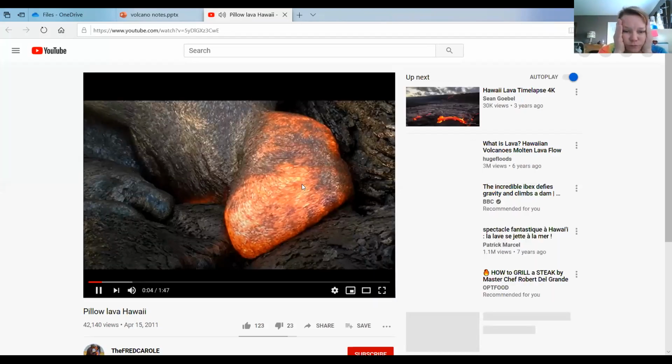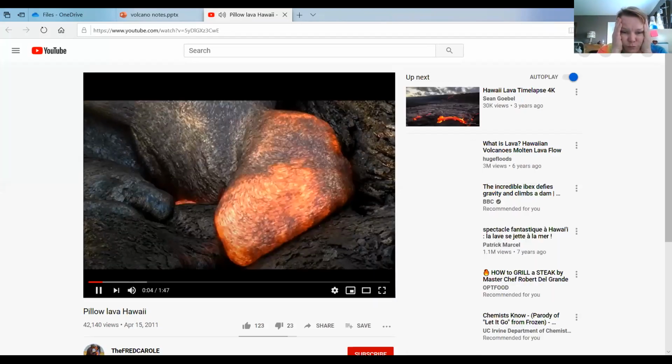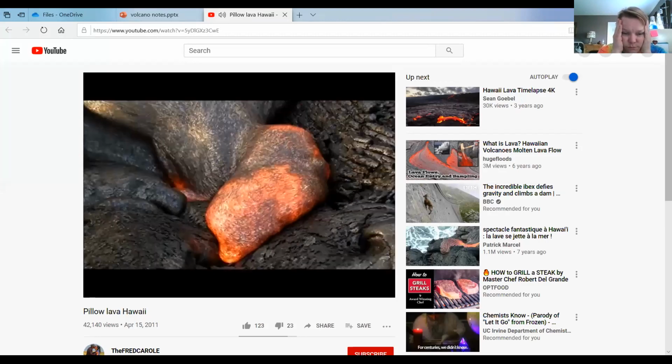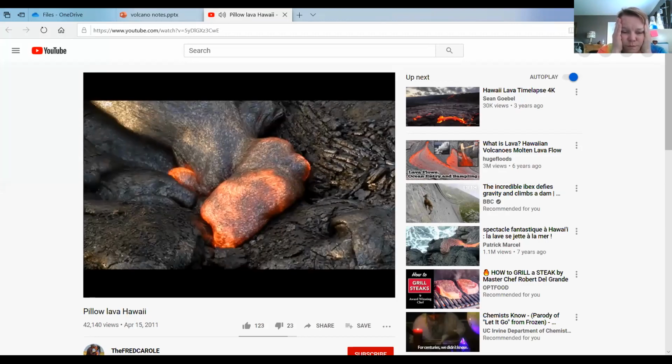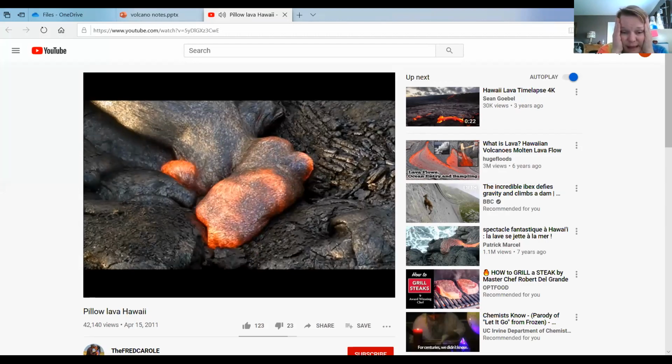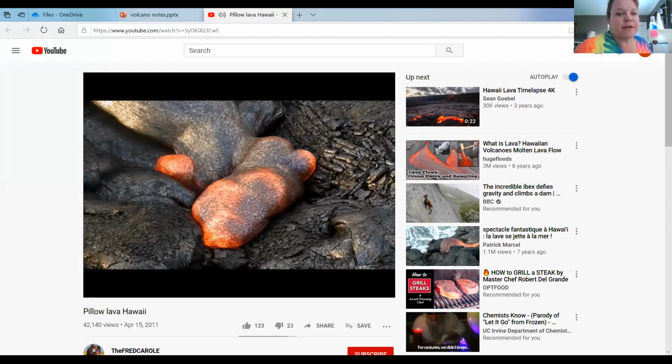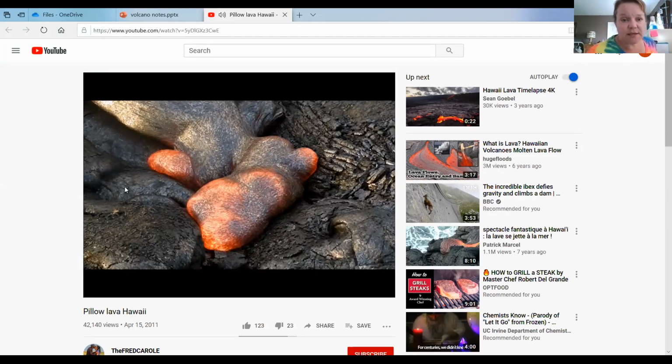bubbling out. These are the types of things that would happen on the ocean floor, instead of maybe from a vent, from a rift, which is when two continental or oceanic plates are diverging, moving apart. Pillow lava can happen, not always underwater, if the conditions are just right.